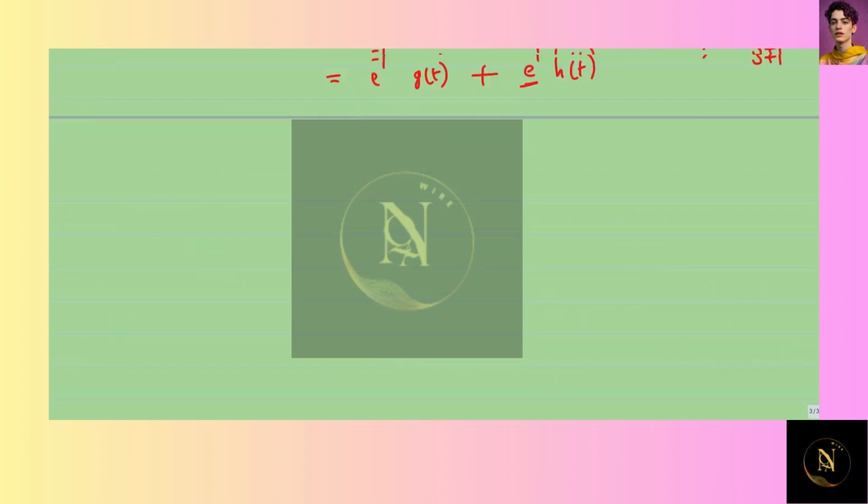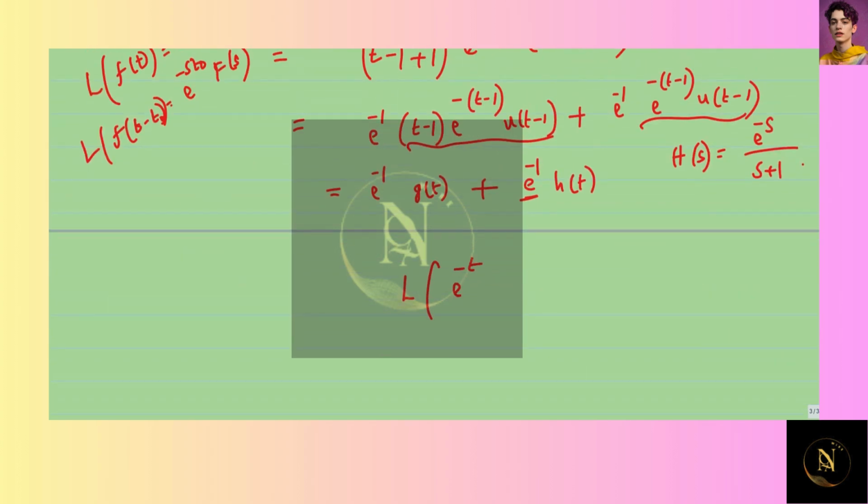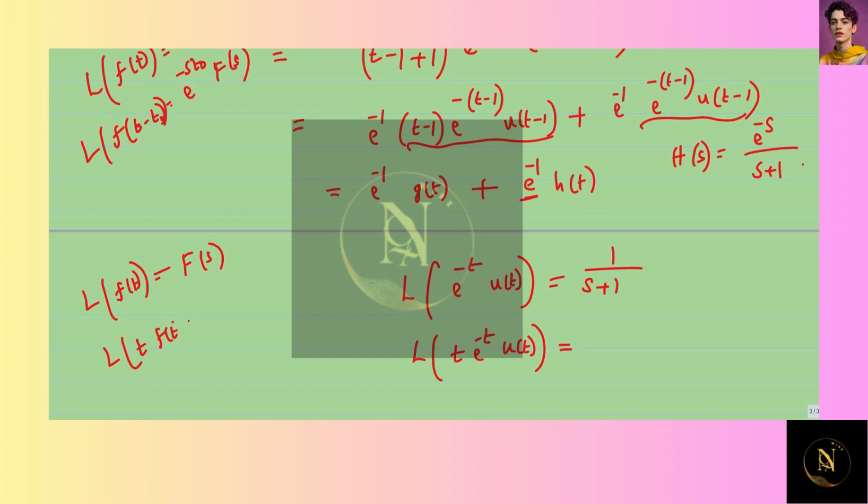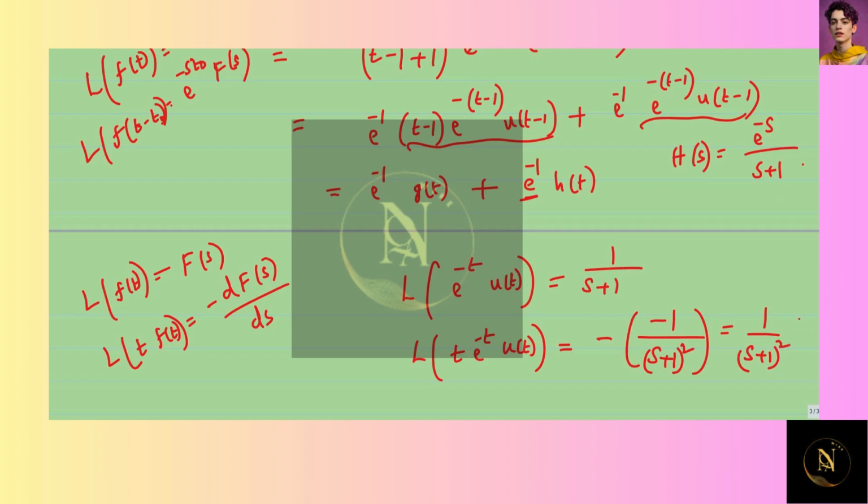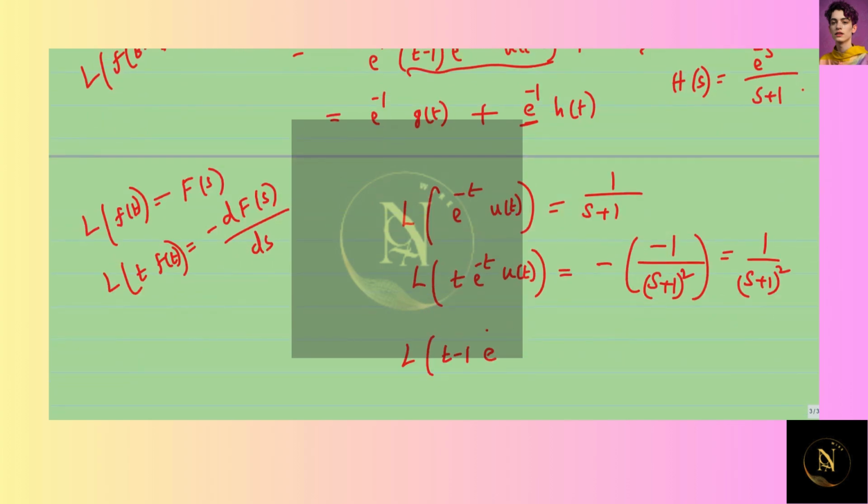Now let's go to g of t. What is Laplace transform of e power minus t u of t? It is 1 by s plus 1. What is Laplace transform of t times e power minus t u of t? So when you multiply by time, there is a property: if Laplace transform of f of t is F of s, then Laplace transform of t f of t will be minus dF of s divided by ds. So what will be the Laplace transform of t times e power minus t? It will be negative of the derivative of 1 by s plus 1, which is minus 1 by s plus 1 the whole square. So basically it is 1 by s plus 1 whole square. But what will be the Laplace transform of t minus 1 e power minus of t minus 1 into u of t minus 1? It will be e power minus s divided by s plus 1 whole square. And this is my G of s.